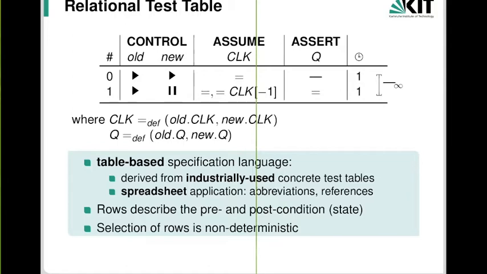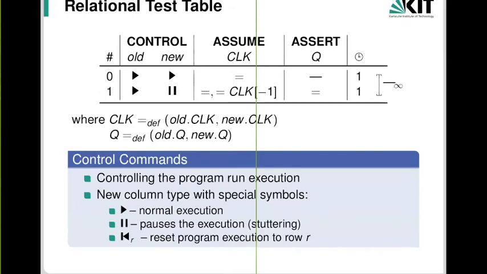A new thing which comes with relational test tables are the control commands. The control commands take place in the control column, and besides their assume and assert are constraints on the input values of the underlying program runs. The control commands allow us to manipulate the program flow. We have identified 3 different commands in our work that are useful to express the relation in evolution scenarios.